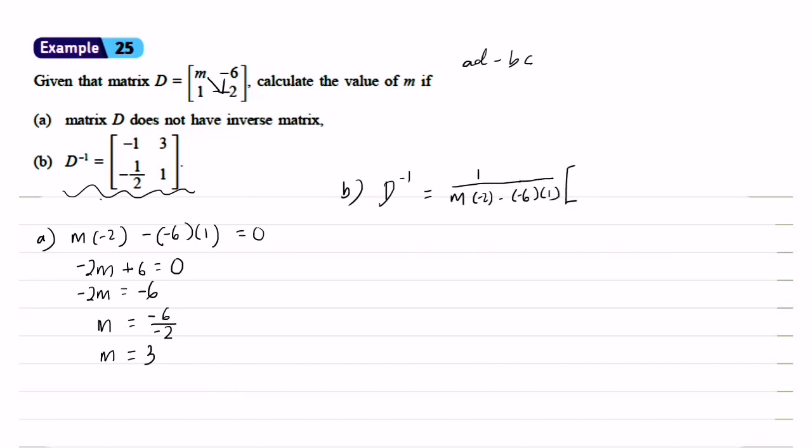Main diagonal here, follow the arrow, you change the place, -2 goes up, m goes down, and the other numbers you multiply with -1, so -6 times -1 is +6, and 1 times -1 is -1. So equals 1 over -2m plus 6, -2, 6, -1, m.